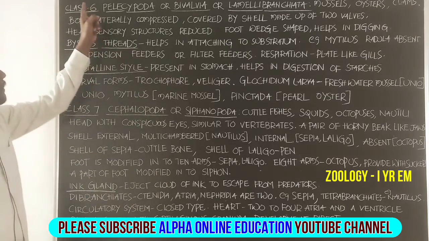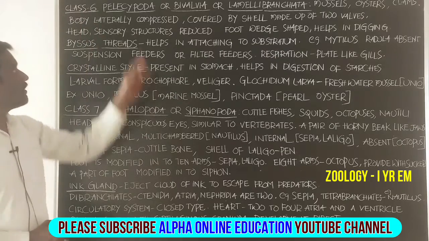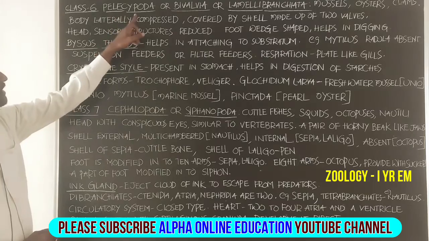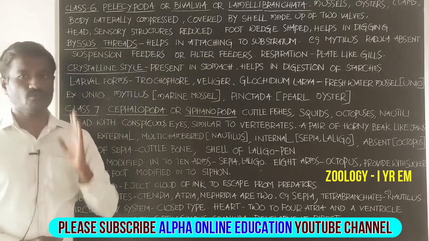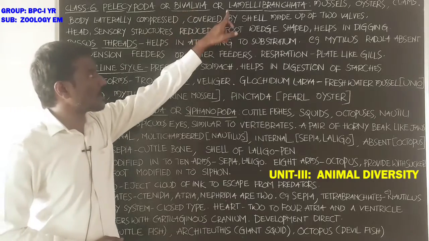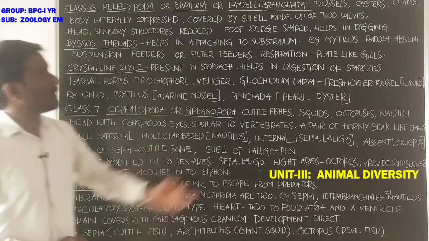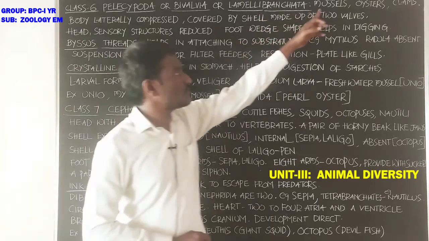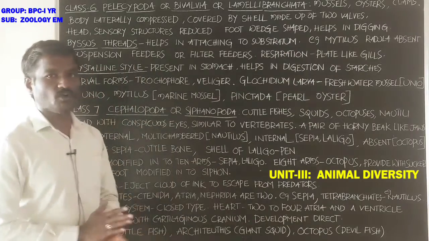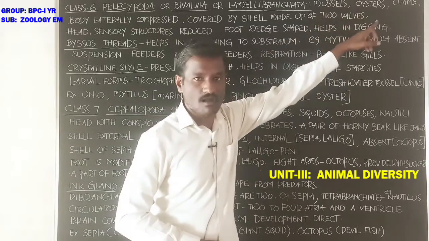Students, classification of phylum Mollusca. Next, class 6, that is Pelecypoda. Pelecypoda means axe-shaped foot, also called Bivalvia or Lamellibranchiata. This class includes mussels, oysters, clams.